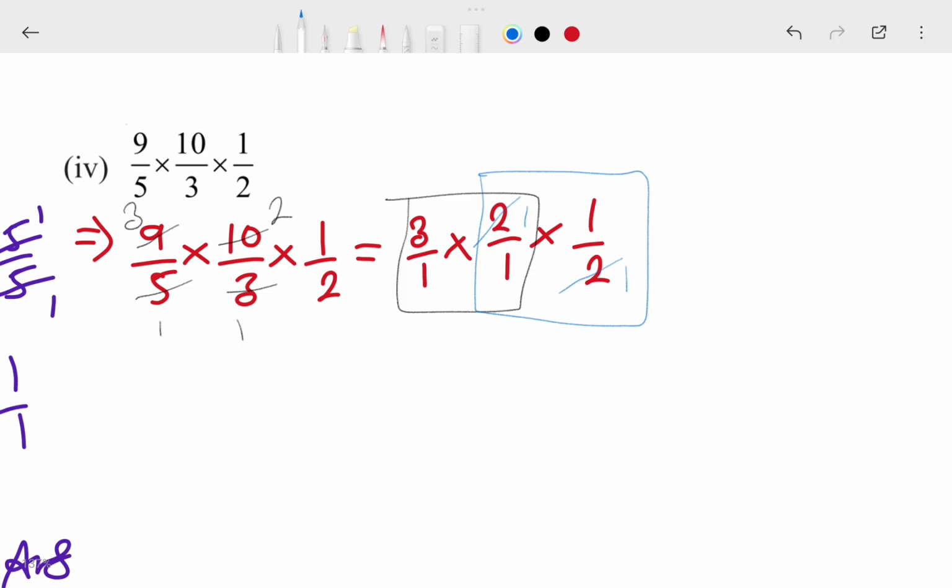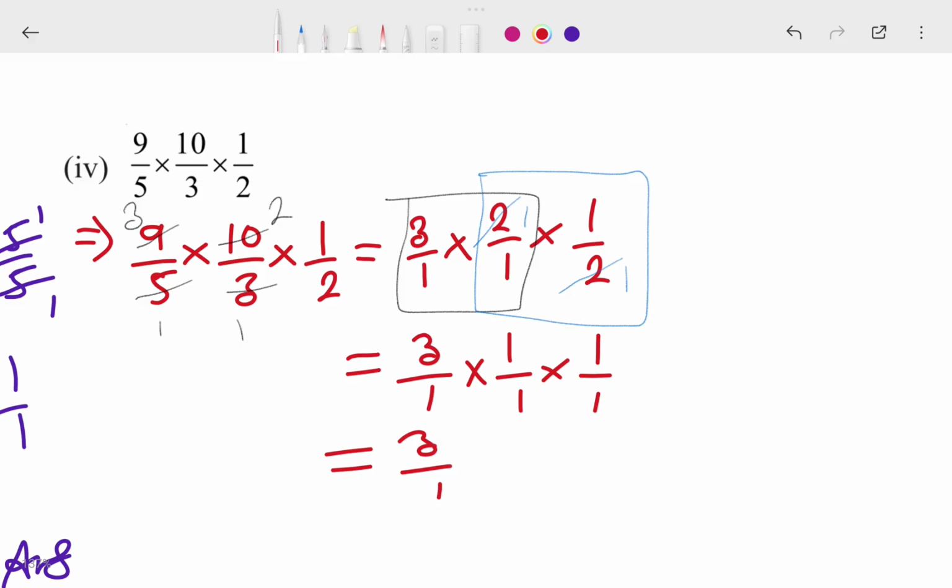Okay, so now what will be our answer? We can write here, this is a 3, this is a 1 and this is a cross, and here it is given 1 by 1 or cross 1 by 1. We can directly multiply, the answer will be 3:1, or we know that we can directly write the 3 as an answer. So 3 is our answer.